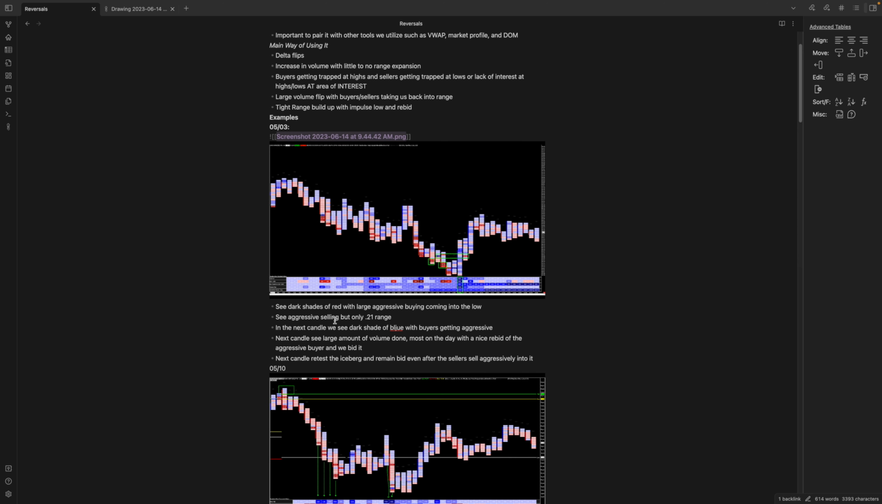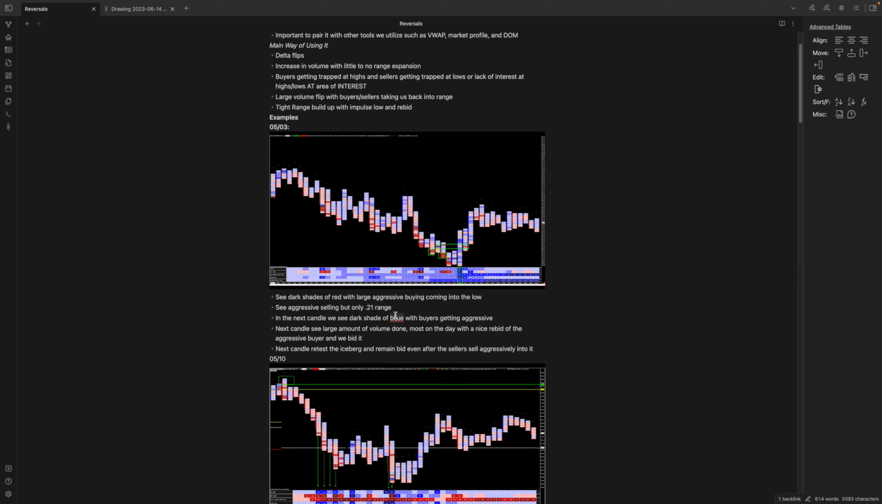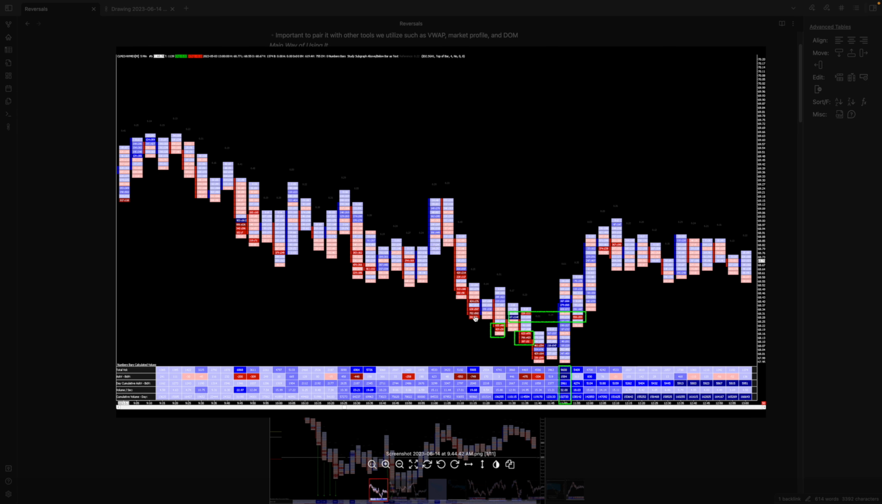So first up, 0503. We see dark shades of red with large aggressive buying coming into the lows. So aggressive selling and aggressive buying. We see aggressive selling, but only 0.21 range. And the next candle, we see a dark shade of blue with buyers getting aggressive. So you can see aggressive selling, 0.14 range, tight range, aggressive selling. Then see this large buyer step in, aggressive selling with only 0.21 range, 0.19 range.